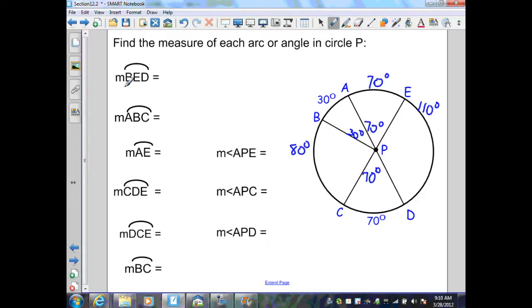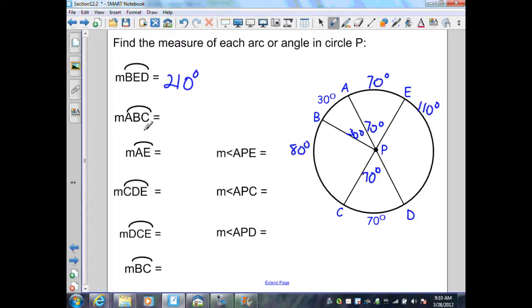Now that we've identified the measure of the arcs and angles, we can go back and answer the questions that are being asked. They want the measure of arc BED. Here I have BED. I know that AD is a diameter, therefore DEA is 180, and that means I need to add another 30 degrees on for BED, therefore 180 and 30 is going to give me 210 degrees.